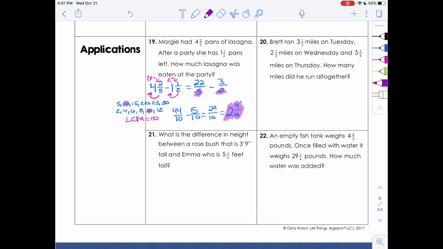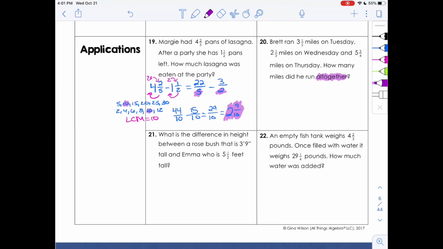Taking a look at number 20, Brett ran 3.5 miles on Tuesday, 2 1/3 miles on Wednesday, and 5 3/4 on Thursday. How many miles did he run all together? So remember, that word all together tells us we're going to be adding in this problem.